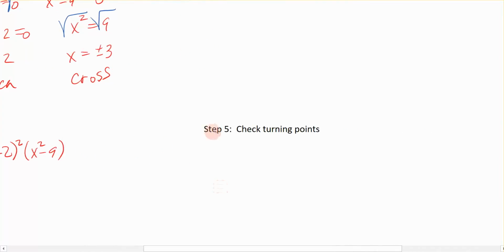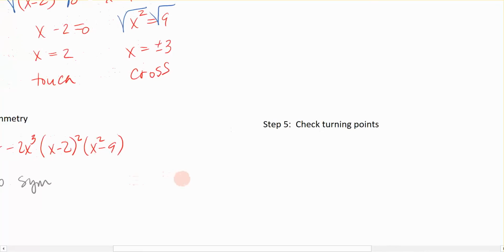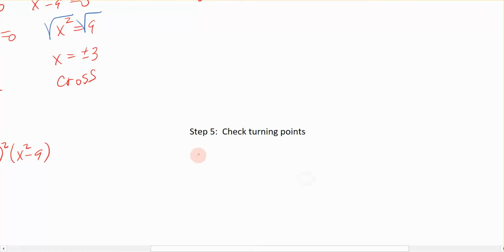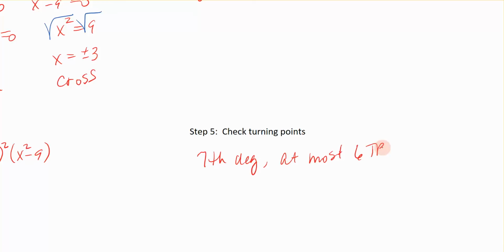Now let's talk about the turning points on this particular function. I know that this was a 7th degree polynomial. We determined that already. So it will have at most 6 turning points. I'm not going to determine what those turning points are on this particular function, and you'll see why in a second, but I know to expect at most 6 turning points.